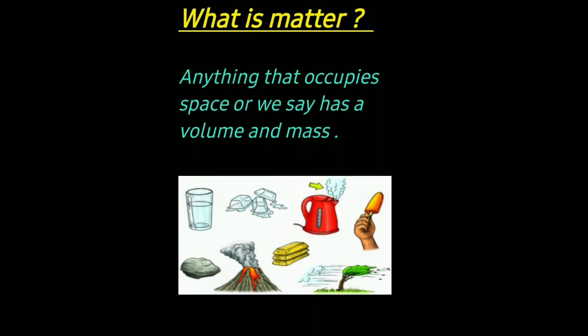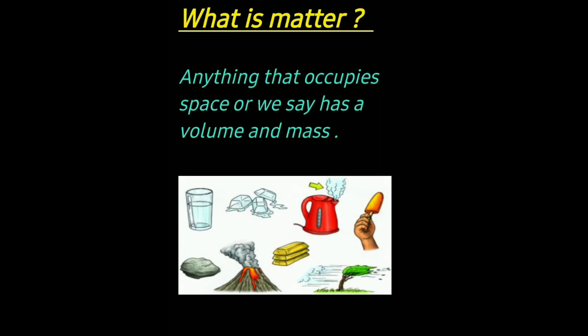The simplest definition of matter is anything that occupies space, or we can say that it has a volume and mass. For example, a glass of water. We know that it has a volume and also a mass. So that's why a glass of water is considered as matter. One more example is air. Air is also matter.